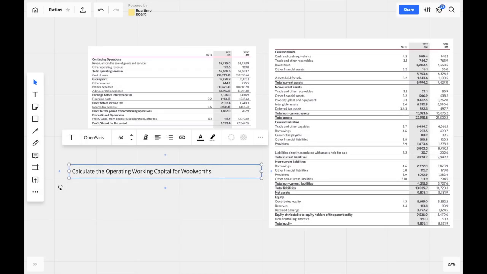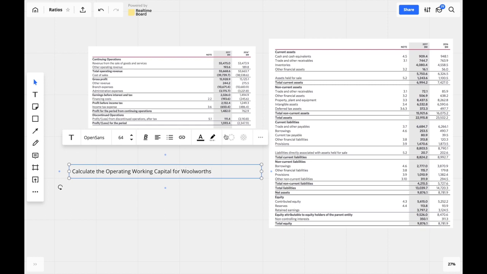In today's tutorial, we're going to be talking about how to calculate your operating working capital. This is really important stuff to understand in practice if you're running a business, because it's all about understanding how well the business is being funded on a day-to-day basis. We're going to do this for Woolworths.